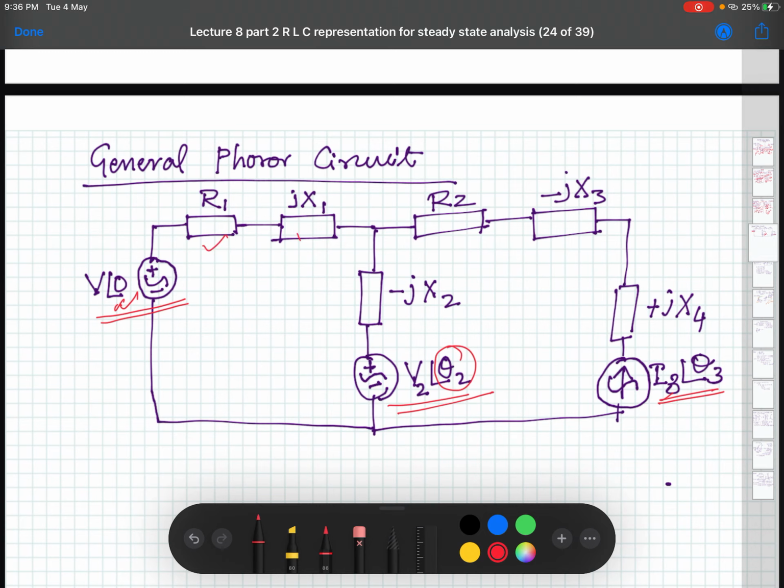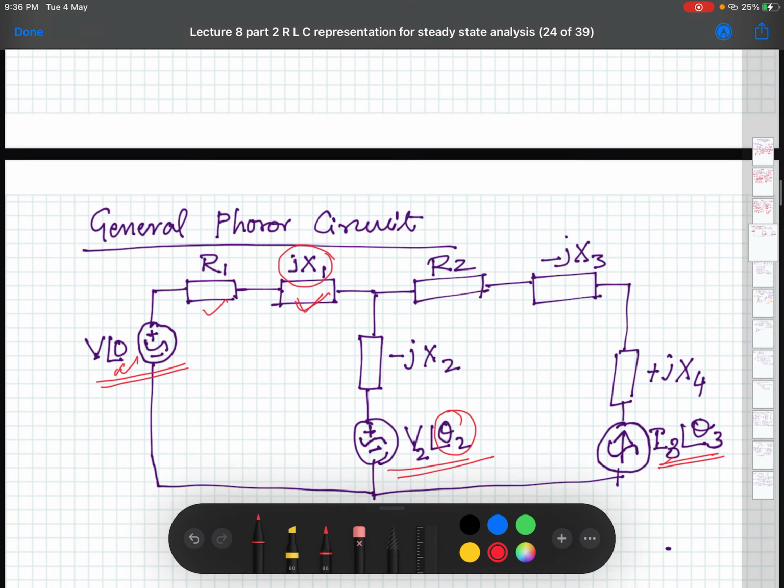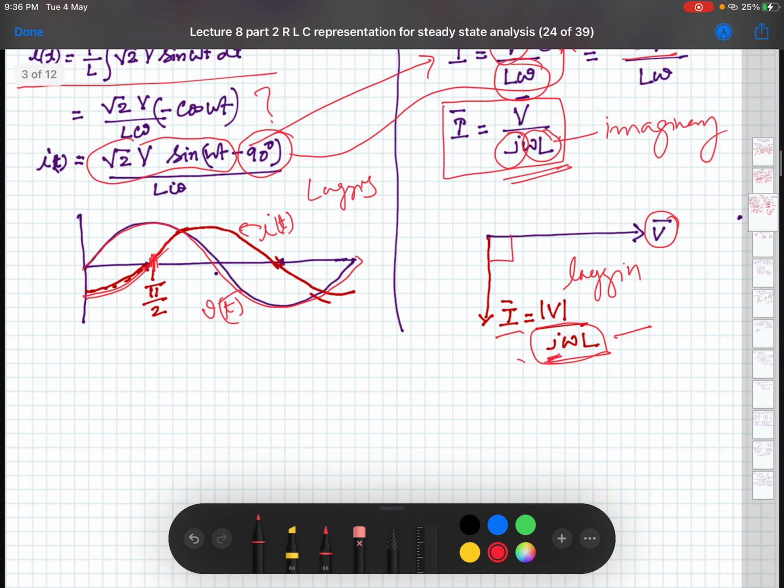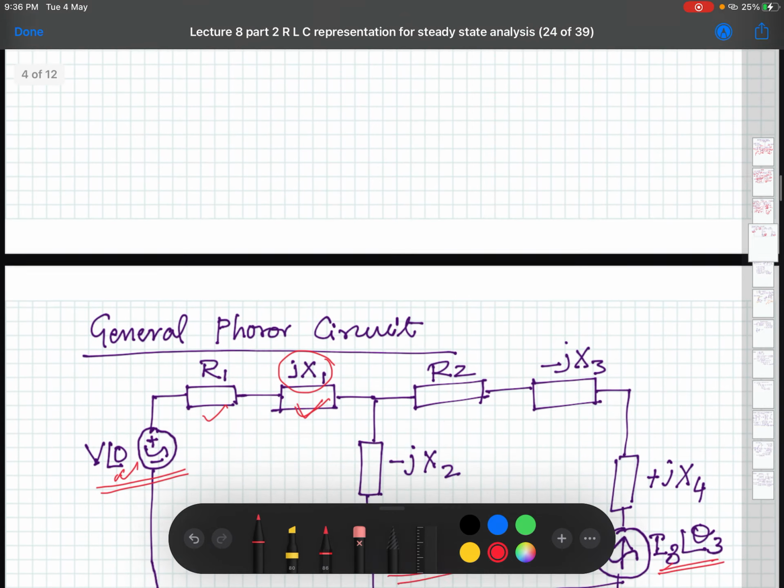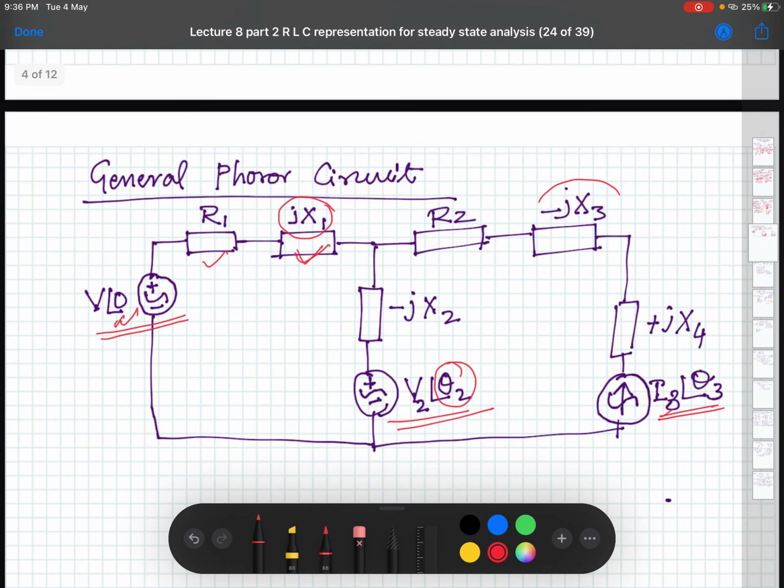R1 remains R1. This JX1 obviously tells you what kind of element it is. It is an inductor, because JX1, if you see, is an inductor. And similarly, JX3 is a capacitor. Minus JX2 is a capacitor. This is resistance. This is inductor.